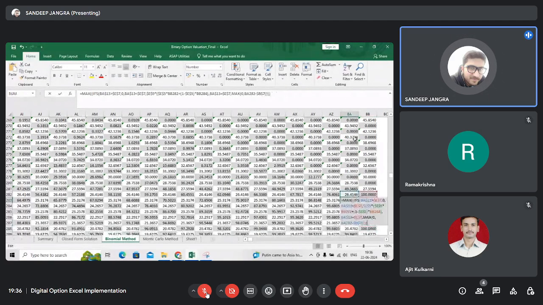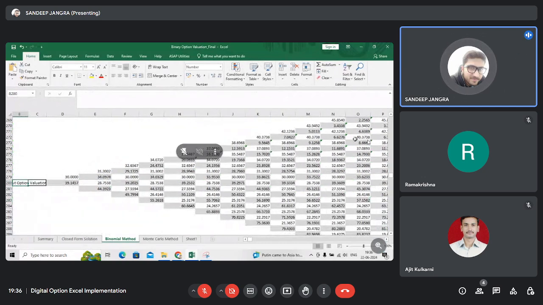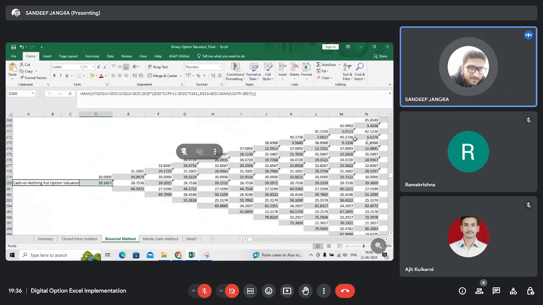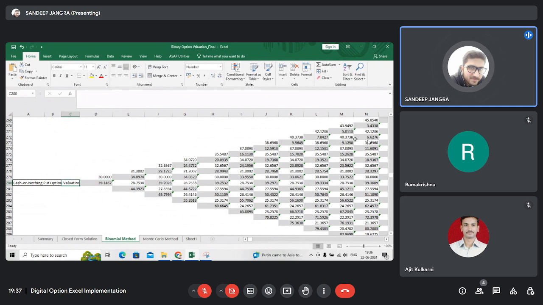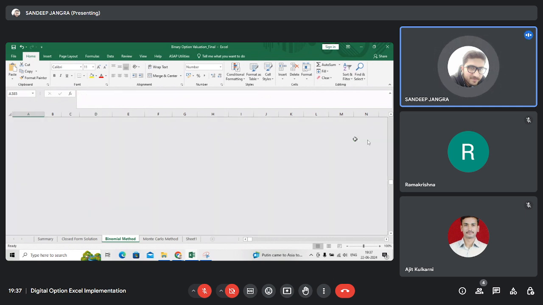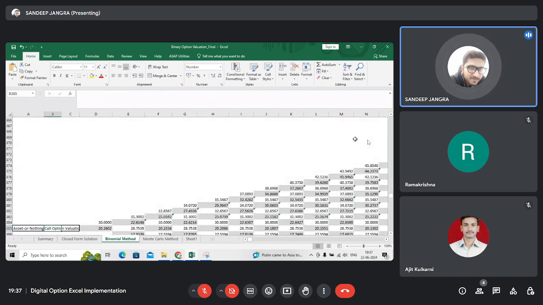You back-calculate these things by the same methodology, probability of up move discounted by the discount rate, and at the end you get the value of the cash-or-nothing put option by the binomial option methodology. So this will be your value: $39.1457.